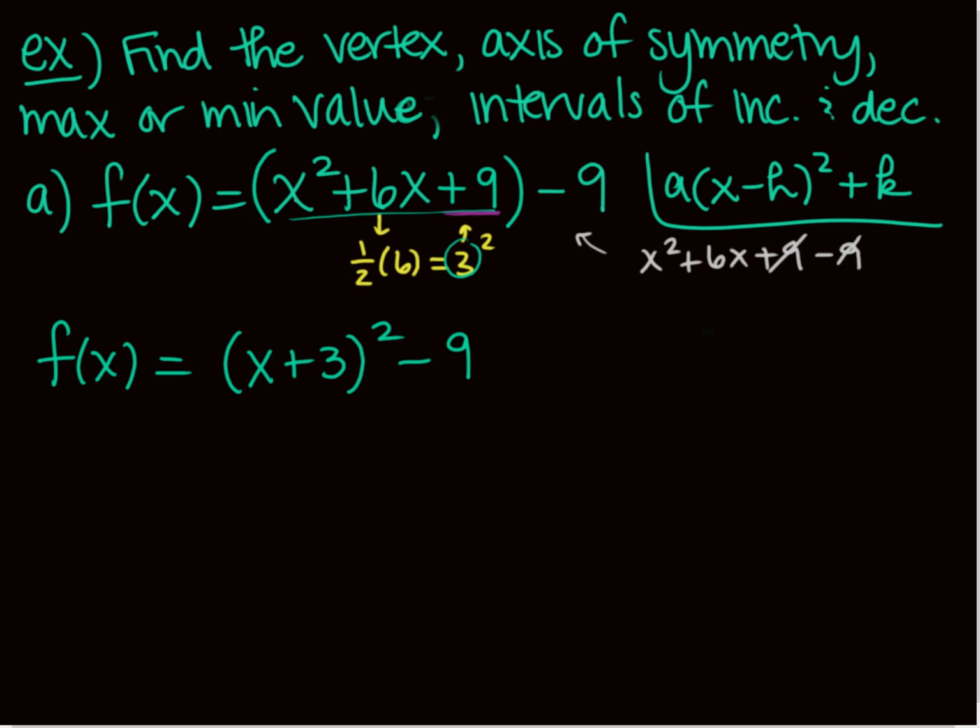Again, if you FOIL this out, make sure you agree that this is the same thing that we started with. Whoops, I don't need the squared here. So let's FOIL this out and make sure we get what we should get. If I FOIL this, I get x squared plus 3x plus 3x plus 9, all minus 9, those 9s go away and I get x squared plus 6x, which is what we started with. So that's what we want to do.